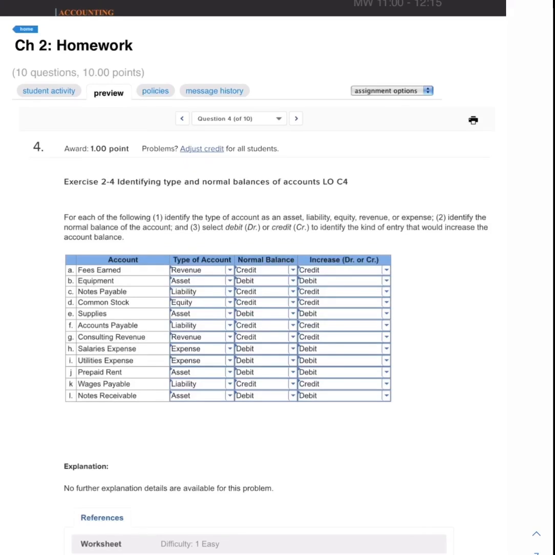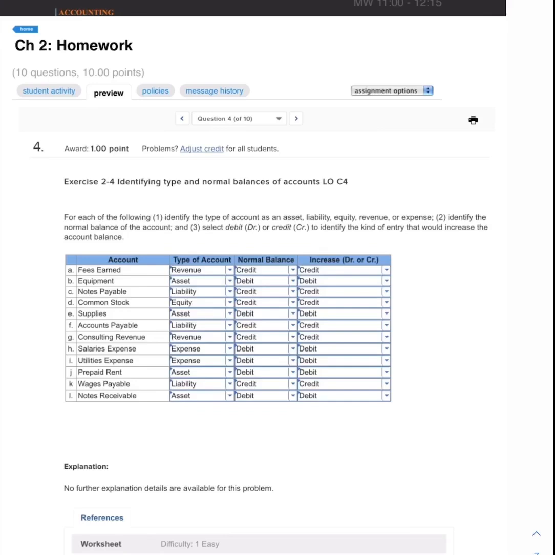All right. So for the first question here, we see fees earned. Fees earned is a revenue. It's just another word for revenue. And if it is a revenue, we know that revenues increase with a credit. So if I want to know what increases that account, it will be a credit.